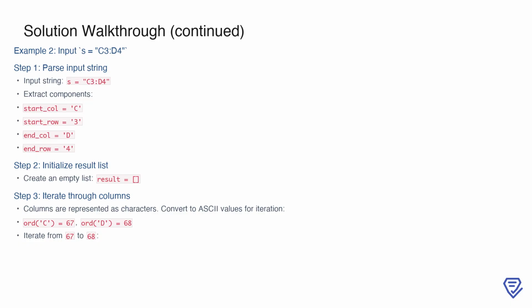Next, we translate the column letters to their ASCII values. The ASCII value of C is 67, and for D, it's 68. This means we will iterate over columns from 67 to 68, inclusive. This setup ensures that we can systematically generate all the cell values within the specified range of columns and rows.